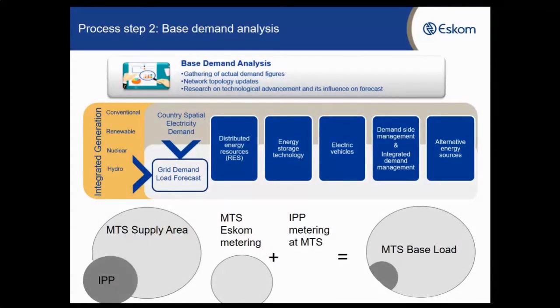So what we typically have is a supply area. We've got an IPP in that area, so that adds generation to that point. So what we basically have is an Eskom metering, which is typically lowered by this additional generation at that point. We need to add back that specific generation so that we get the full MTS base load picture, so that is our starting point of the actual load that we need to service.